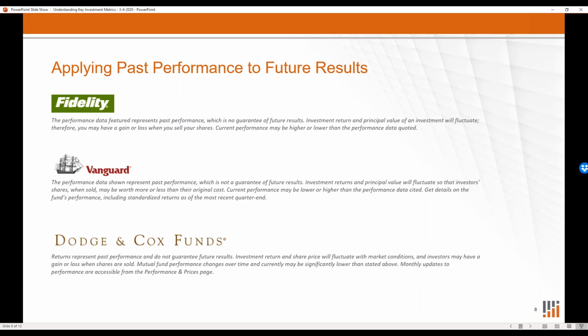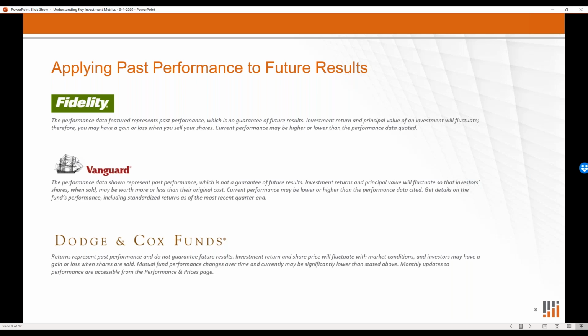The next slide up on the screen here, applying past performance to future results. So what I have on the screen are snippets that we took from 3 reputable asset managers' websites. And if the font is too small to read, no fear, there's really nothing too different being said across these 3 asset managers. The statements, in essence, say, past performance is no indication of future results.